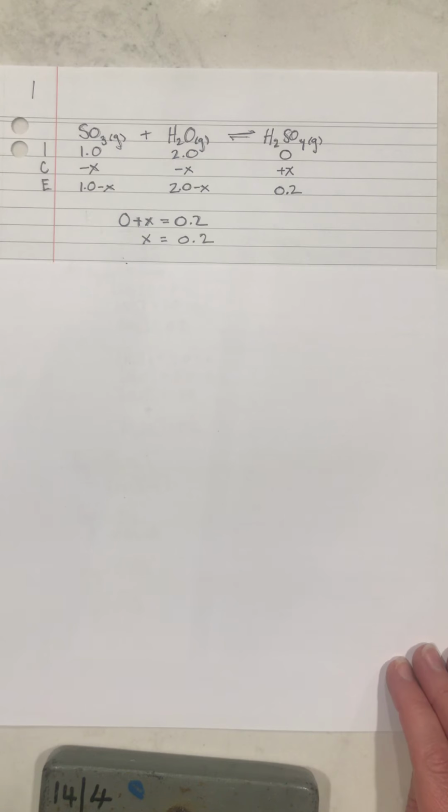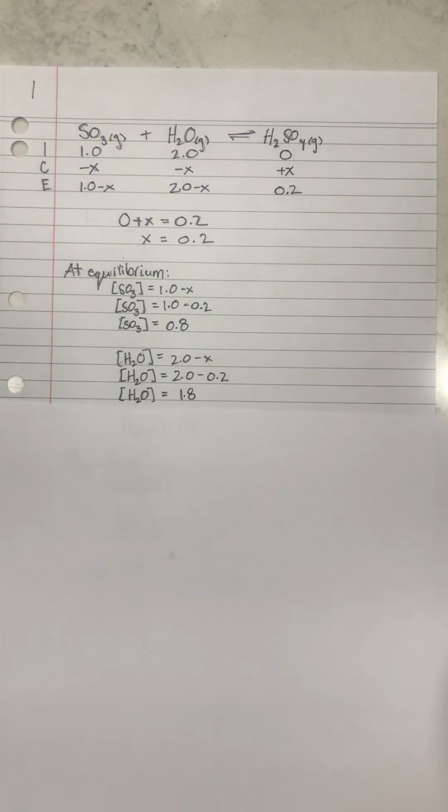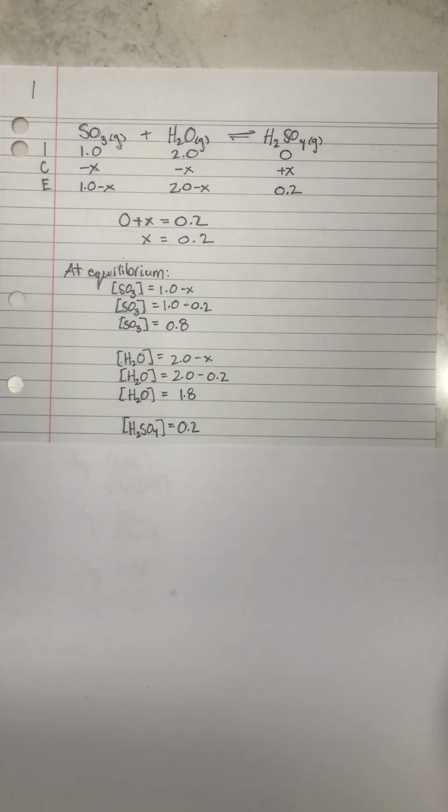Now that I have a value for X, I can go ahead and use it in the equations for the equilibrium concentrations of sulfur trioxide and water vapor. So we find that at equilibrium, the concentration of sulfur trioxide is 0.8 moles per liter, and that at equilibrium, the concentration of water vapor is 1.8. Of course, we're provided in the question with the equilibrium concentration of hydrogen sulfate.